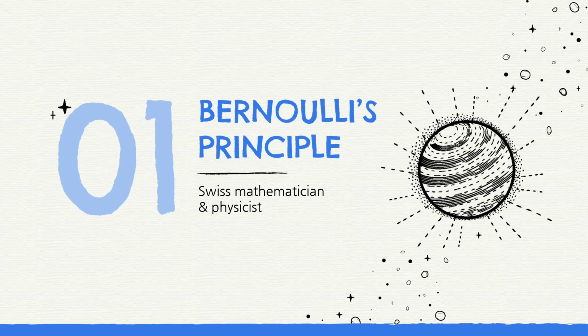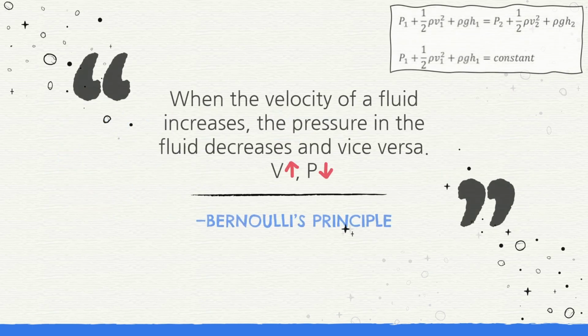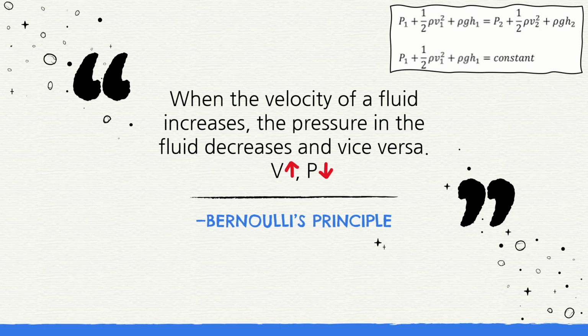He was actually a Swiss mathematician and physicist. Bernoulli's principle states that when the velocity of a fluid increases, the pressure in the fluid decreases, and vice versa. We can simply put it as V increases, then P decreases. And on top here, I put the Bernoulli's equation.